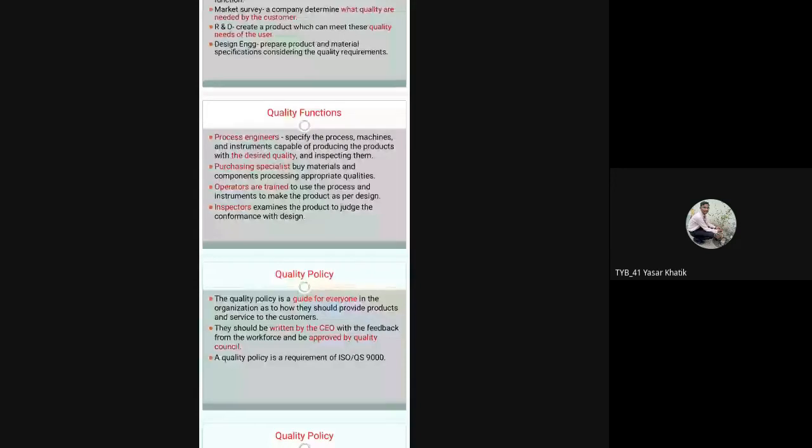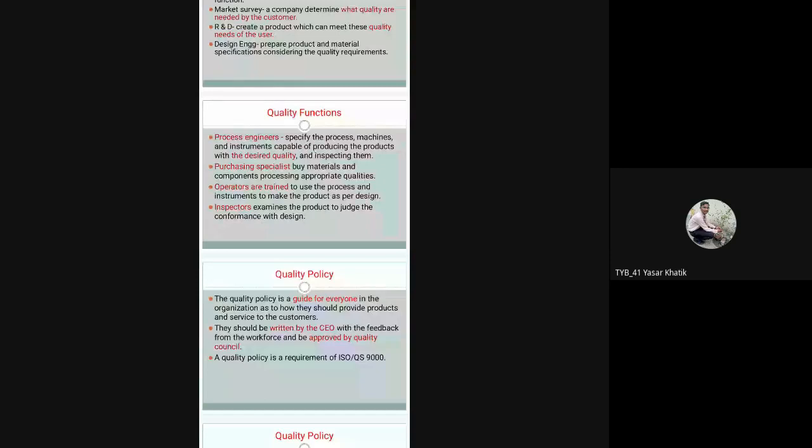So that will be for our inventory purpose. Whatever good quality material we are going to purchase, it should be whatever the design engineer designed; that material should be there at the time of purchasing. Operators are trained to use the process and instruments to make the products as per the design.